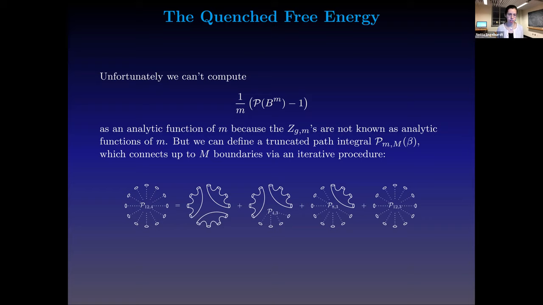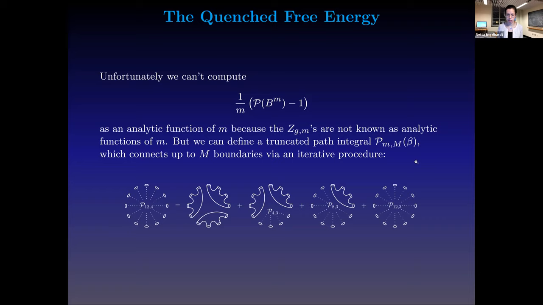What we can do instead is define a truncated path integral, which we called P_M, with capital M, which connects up to capital M boundaries via an iterative procedure. So for example, P_{m,4} is going to include topologies connecting up to four boundaries. So that's this one here. And then it's going to get contributions from all of the lower ones that can contribute. So you have the situation where these are connecting four boundaries, these are connecting three, and so on. We computed this, and this gives us the so-called truncated path integral.